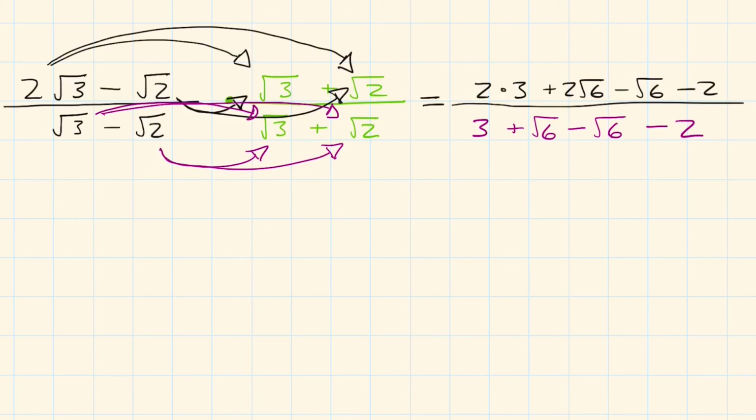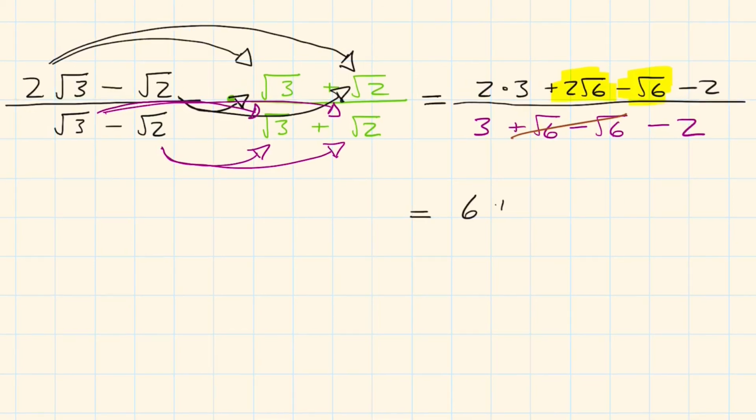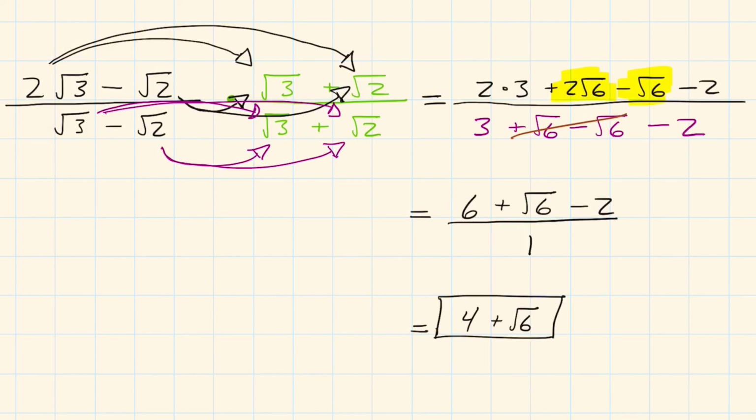So in the denominator, the plus root 6 minus root 6 cancel, but the 2 root 6 minus root 6 in the numerator, we need to combine. So 2 times 3 is 6, but 2 root 6 minus 1 root 6 is just 1 root 6, which is root 6, minus 2, over 3 minus 2 is 1. 6 minus 2 is 4, plus root 6, all over 1, which just means we're not going to write the denominator.